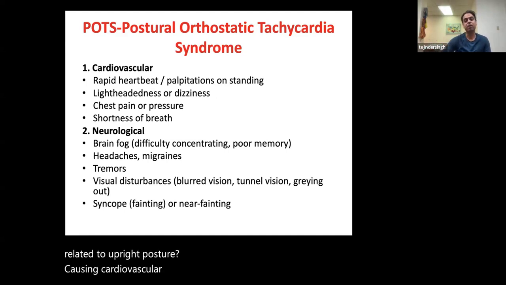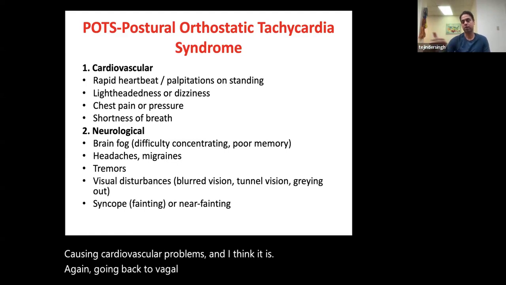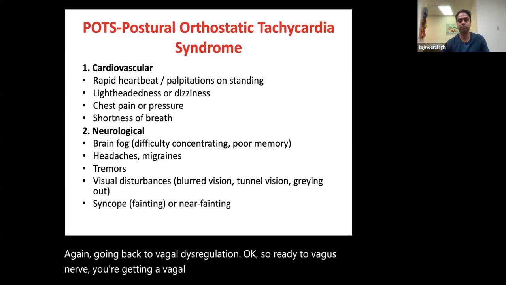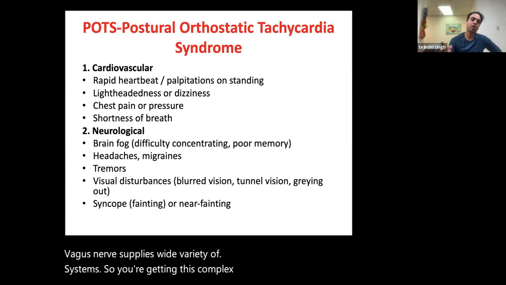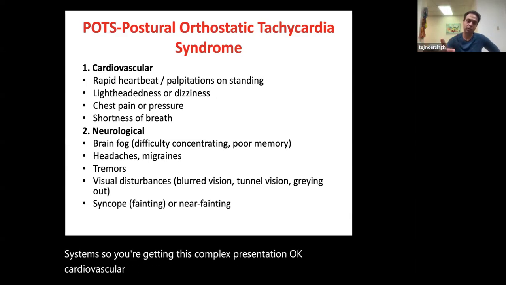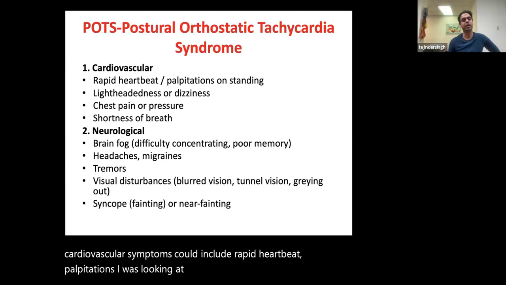Okay. And I think it is, again, going back to vagal dysregulation. Okay. It's related to vagus nerve. You're getting a vagal compression. And vagus nerve supplies a wide variety of systems. So you're getting this complex presentation. Okay. Cardiovascular symptoms could include rapid heartbeat, palpitations. I was looking at Cleveland Clinic's website.